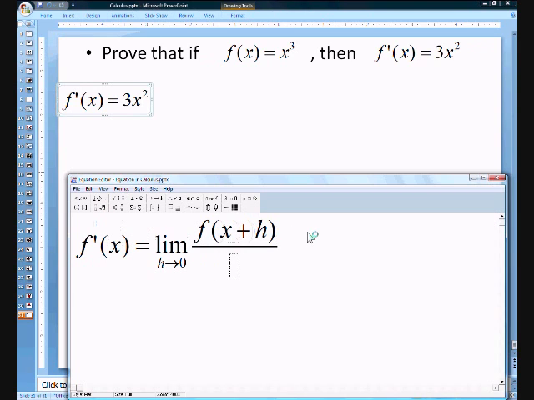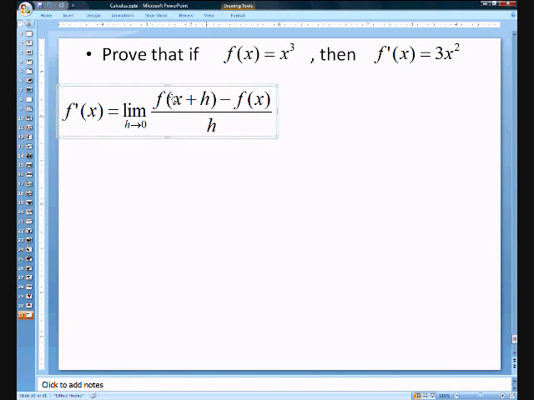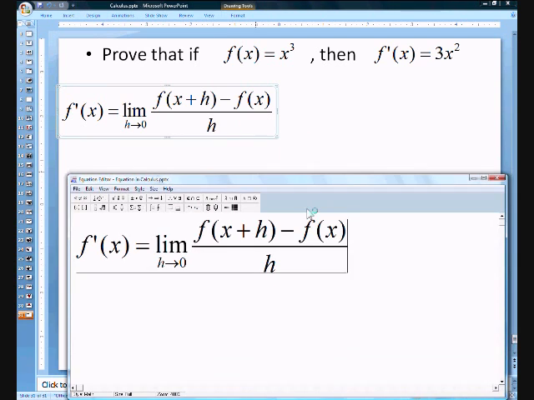f(x plus h) minus f of x. Okay. Now let's see. I'm sorry, my brain's not working right now. So let's plug it in. Very simple. x cubed. So this is (x plus h) cubed.